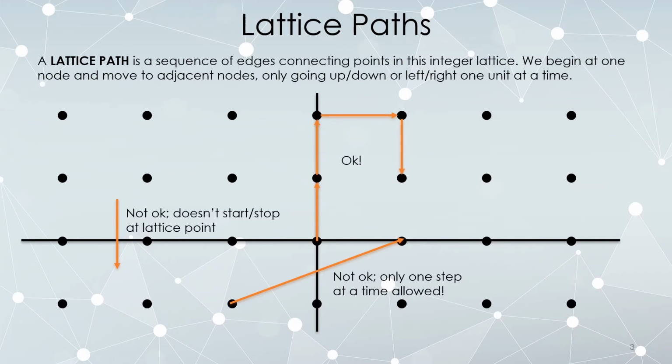So this is fine. This path starts here, goes up one, goes right one, and goes down one. So these are the sort of paths we're considering, a sequence of steps. And the steps have to either be up one, down one, left one, or right one. And if we start at a point in this grid and we do a bunch of these maneuvers, we'll always remain at points in this grid.